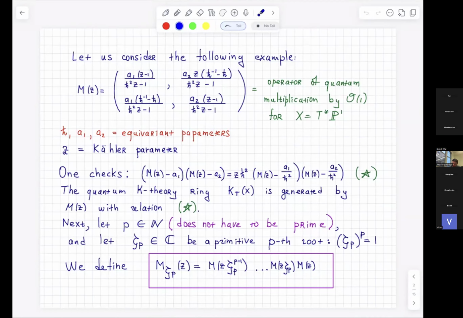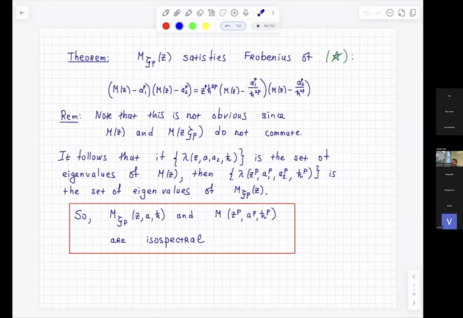The claim is that this new matrix, again some 2x2 matrix, satisfies the Frobenius of this original relation. What do I mean by that? There is the following theorem: this averaged matrix M_ζ(z) satisfies the same relation as before, but now each variable, like the equivariant parameters and the Kähler parameter in this equation, is raised to the power p.